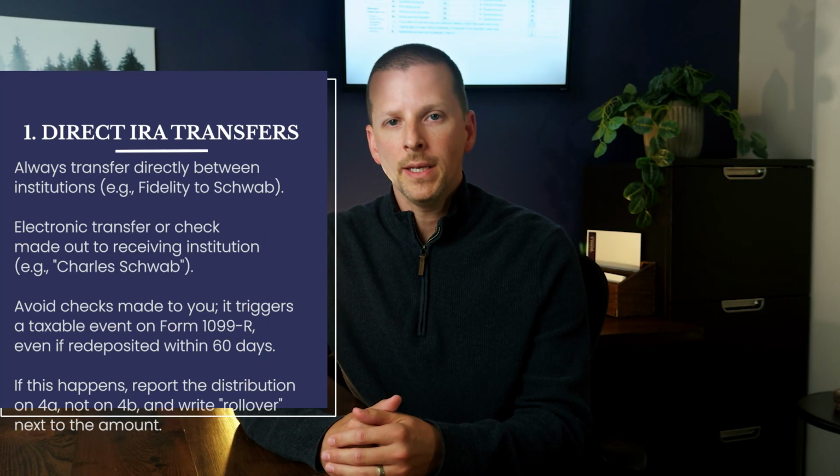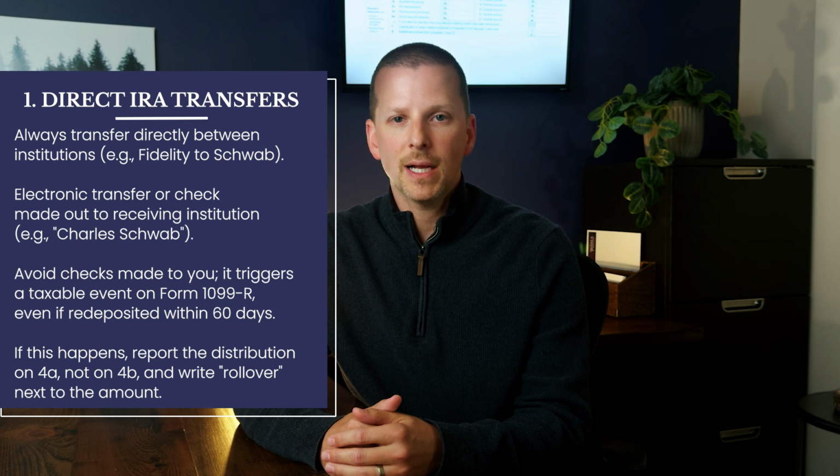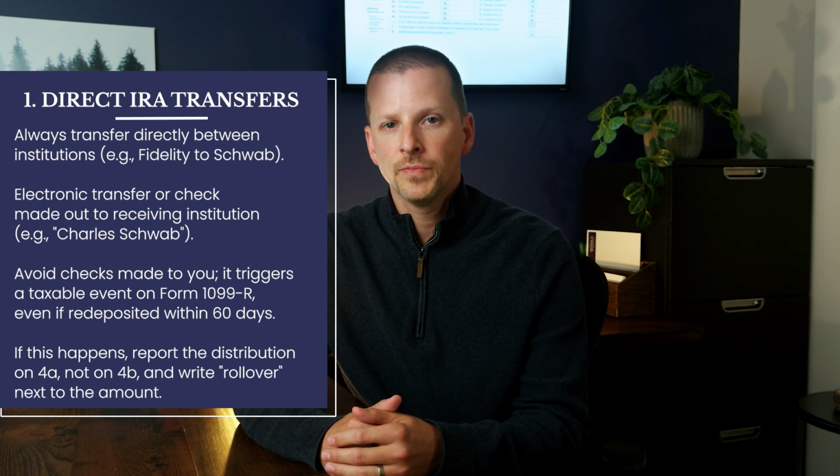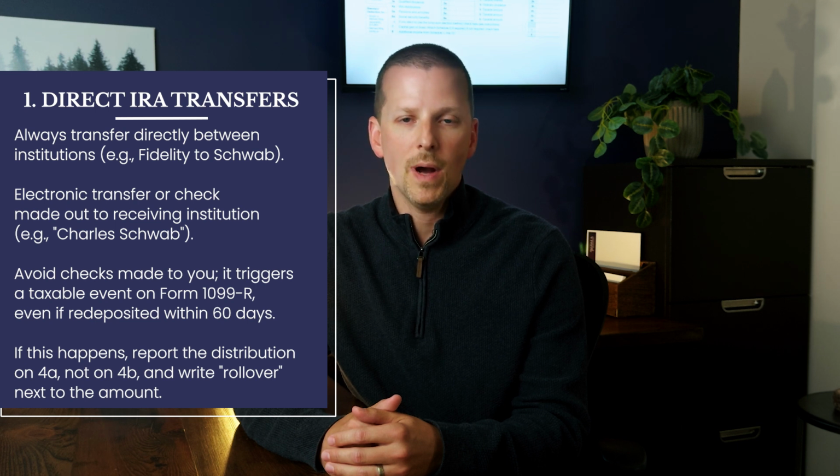For item number 1, it is best to transfer an IRA directly from one institution to another, with the transfer happening electronically or the check made out to the receiving institution. For instance, if I'm transferring my IRA from Fidelity to Schwab, I would complete a Fidelity transfer form to have my investments transferred directly to Schwab. Now, if Fidelity does not allow an electronic transfer, I would want the check made out to Charles Schwab, not to me individually. By doing this, Form 1099-R will not show a taxable distribution.